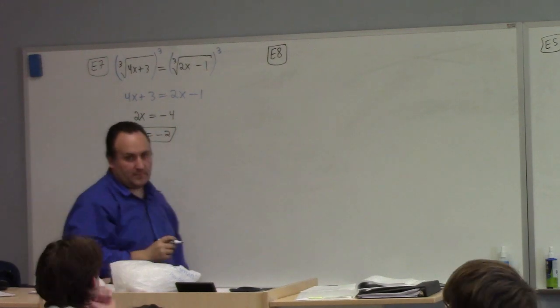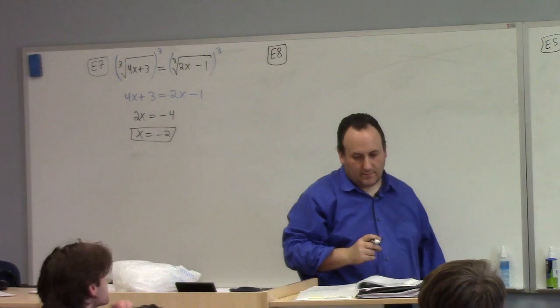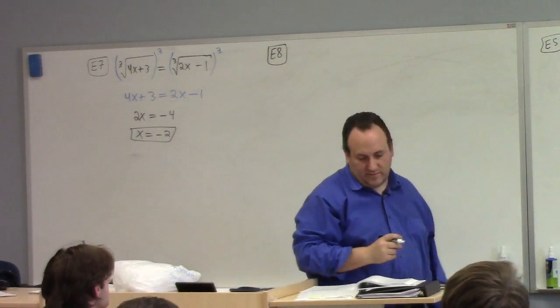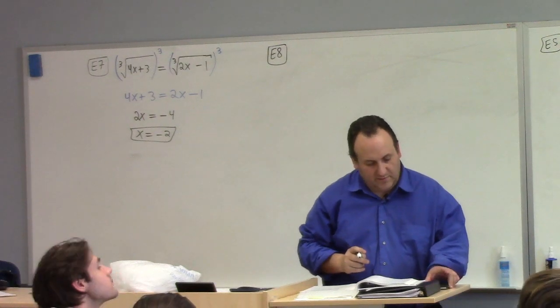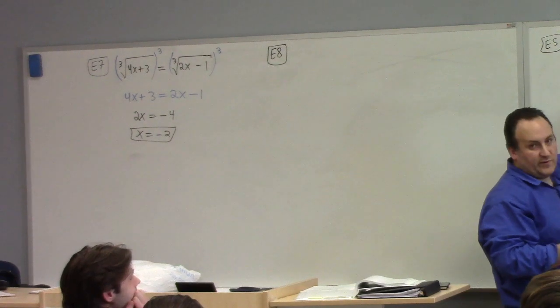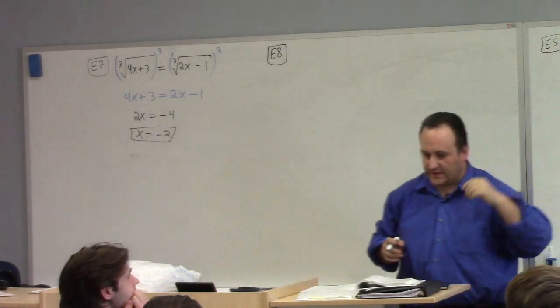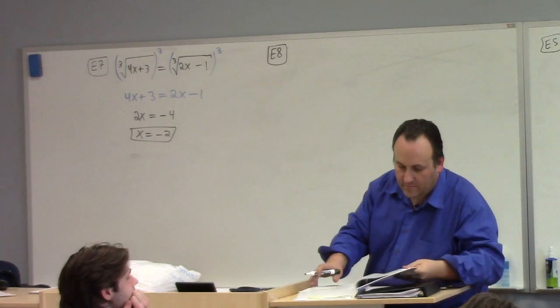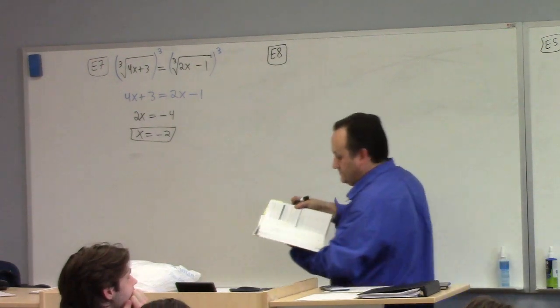Why can we cube this one when we couldn't square the other one? The reason that we couldn't just square the other one is that we had a difference of the square roots. Let's work another one like that. So if we have, for example, let's see here.